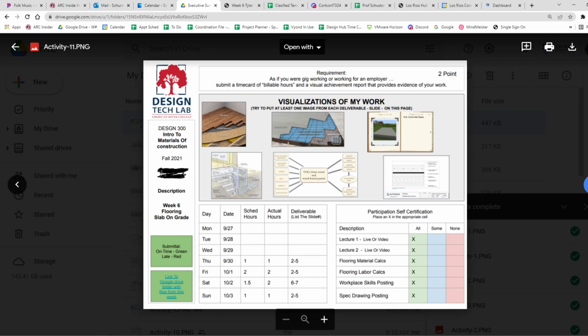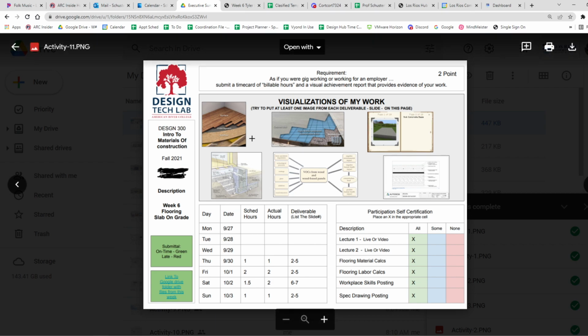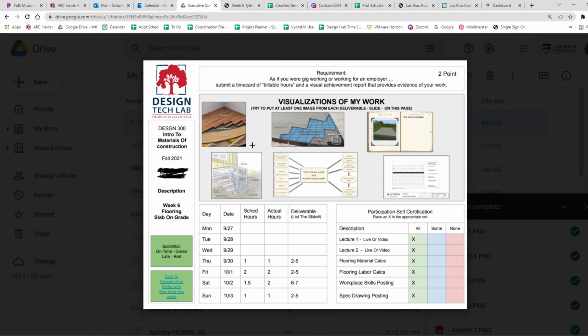Here's one that's a little bit older from last fall, from a Design 300 class. So you can see in all of my classes, I tend to use the same type of style, and it makes it very easy to see what was covered during the week. And you want this level of expression.